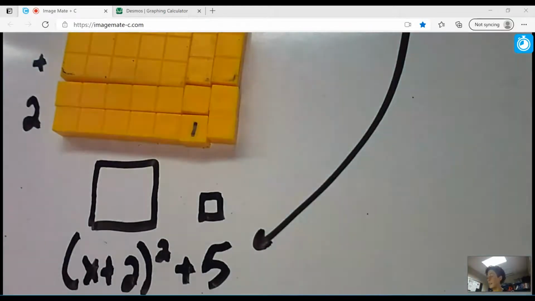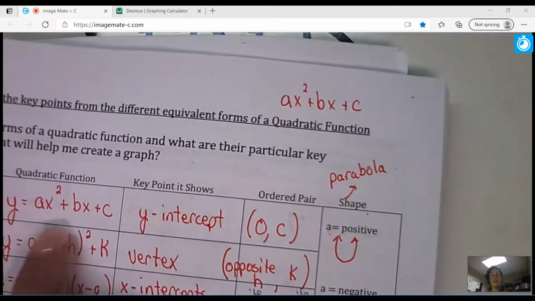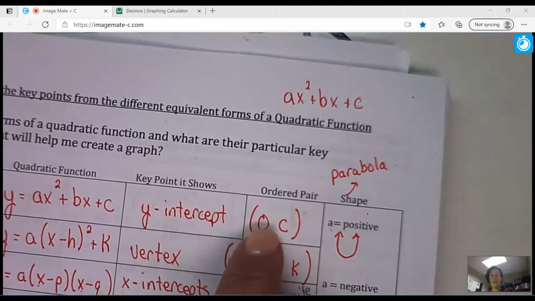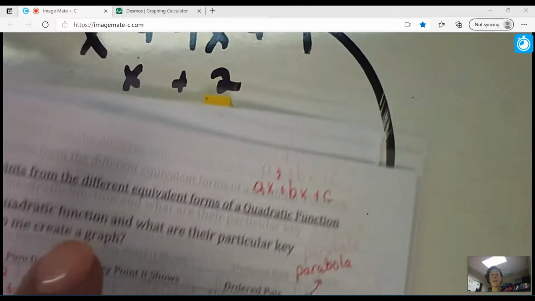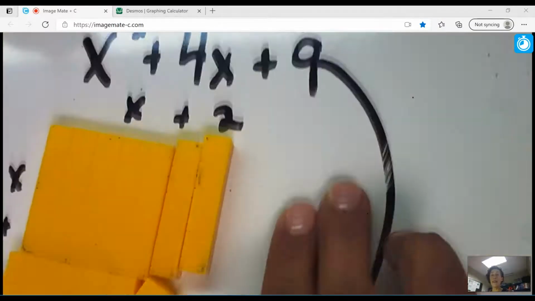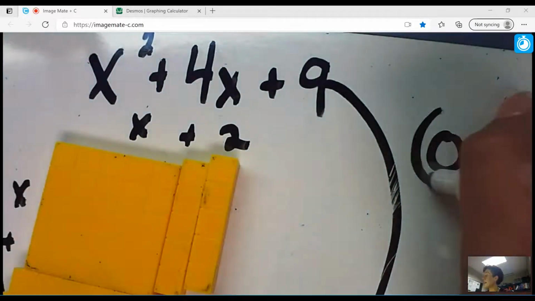And from our last section, you got to remember that each one tells you something important. So going back to those notes, standard form tells me the y-intercept. X is always 0, and I want the constant, the term that has no x with it. So that would be, in this case, 9. So I can see a y-intercept.